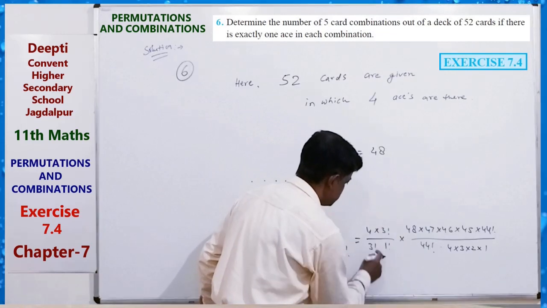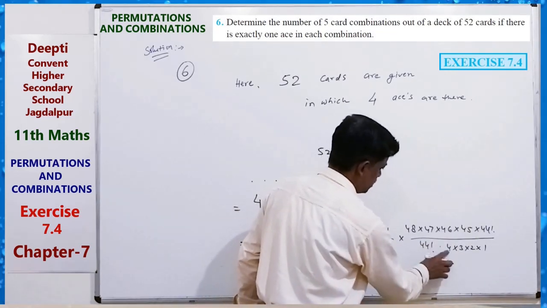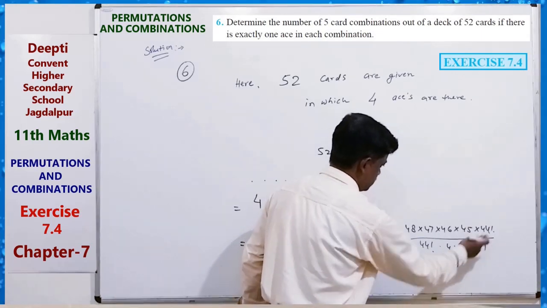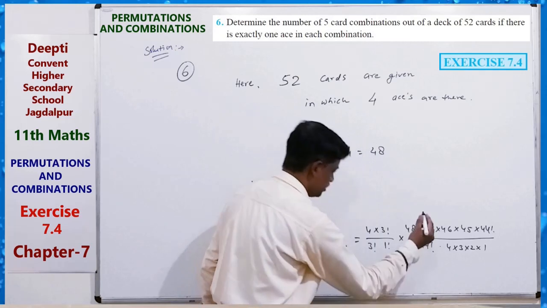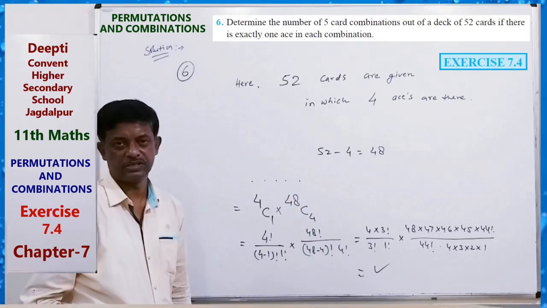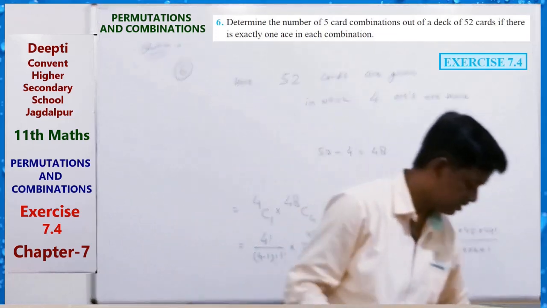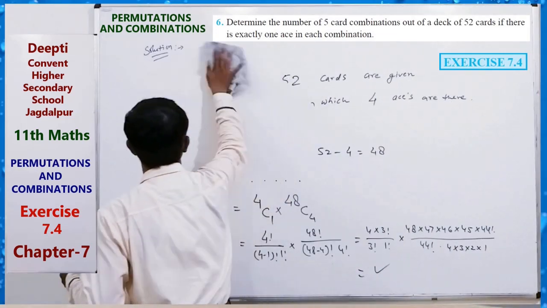Okay. So here this 4 cancels with this 4, 3 into 2 is 6, just divide 6 by 6 cancel. This way you can get the answer. So very simple. This is the selection questions. Okay, so this is the solution of question 6.